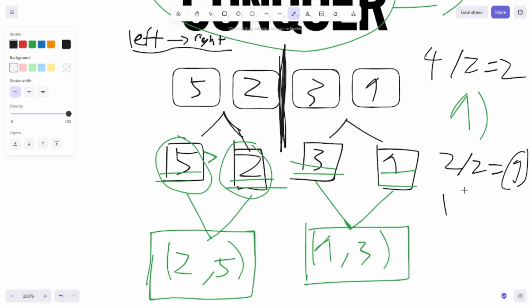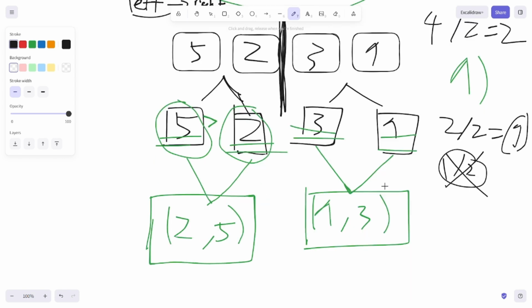We cannot do this in this case for arrays. This is not possible. So 5, 2, 3, 1 are the smallest parts. Now we're going to regroup that 5, 2. Regroup to 5, 2, and 3, 1, regroup, 1, 3, basically.